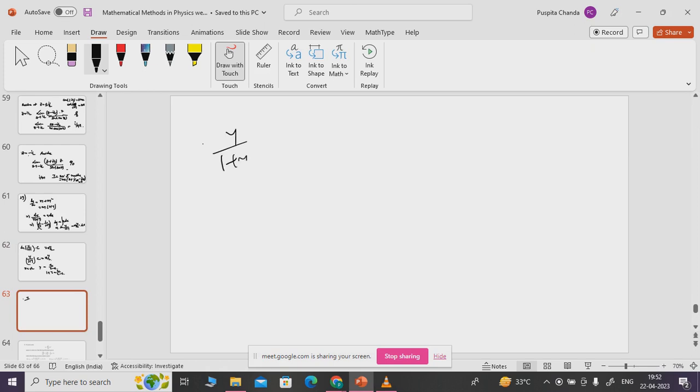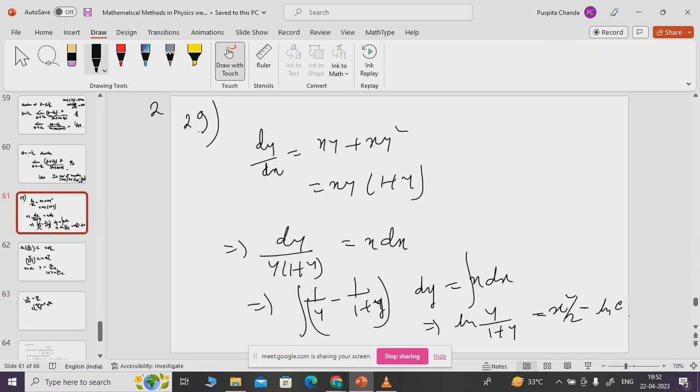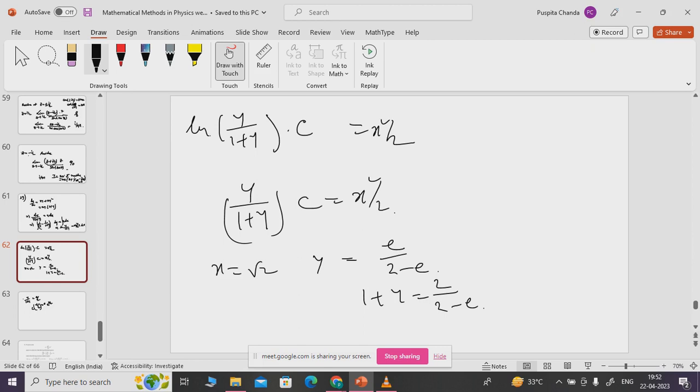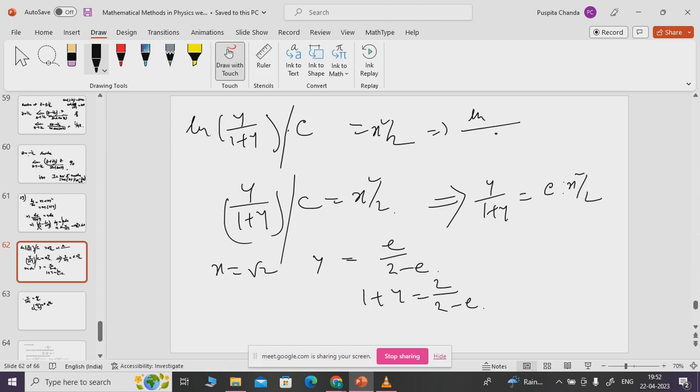So y by 1 plus y is equal to e by 2. So e by 2 into c, x is e to the power 2 by 2. Okay, it is x. So it will become y by 1 plus y into c equal to e to the power x square by 2. It is division. So y by 1 plus y is e to the power x square by 2 into c.